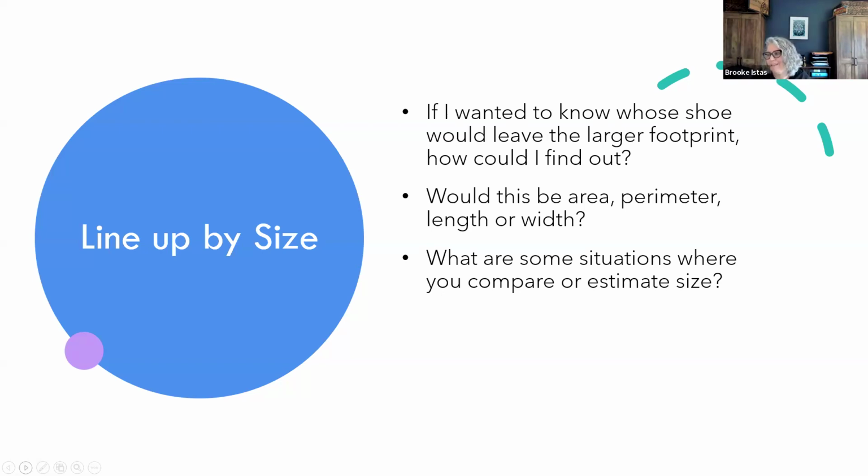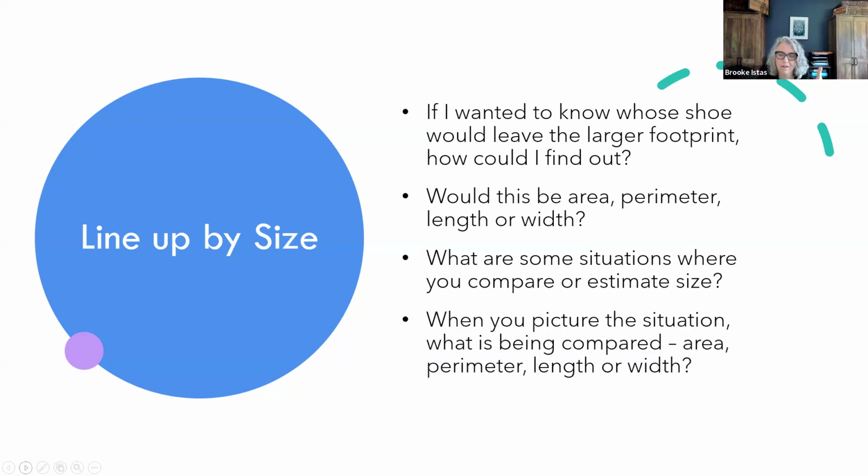It's like your pizza problem, Nakia. I mean, you think you know that estimation and trying to figure that out, but sometimes it can be a little bit difficult. So all of these things, when you picture those situations, you're thinking about the area, the perimeter, the width, the measurement of something.